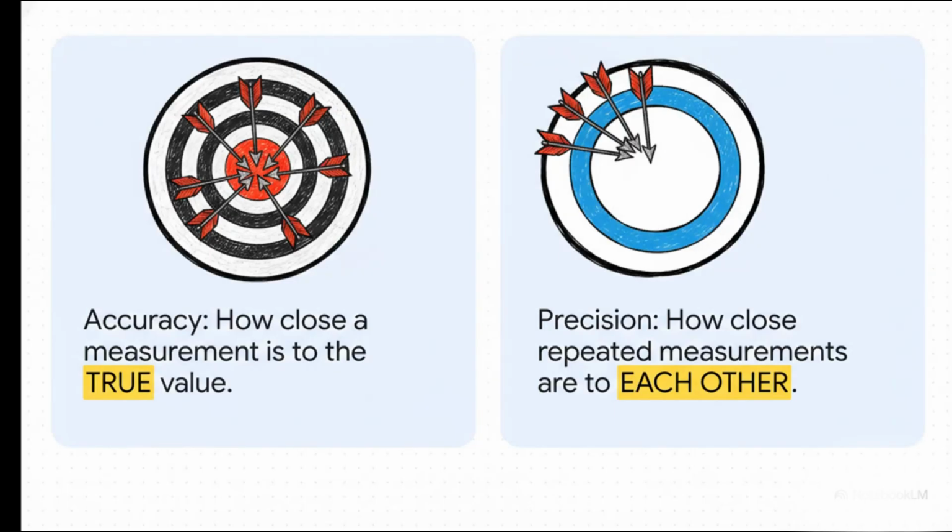Now, here are two words we mix up all the time, but they are so crucial here: accuracy and precision. Accuracy is all about hitting the bullseye, how close your measurement is to the real, actual value. Precision, on the other hand, is about consistency. It's about how close your repeated shots are to each other, even if they're all hitting the wrong part of the target. For a measurement to be any good, you've really got to have both.